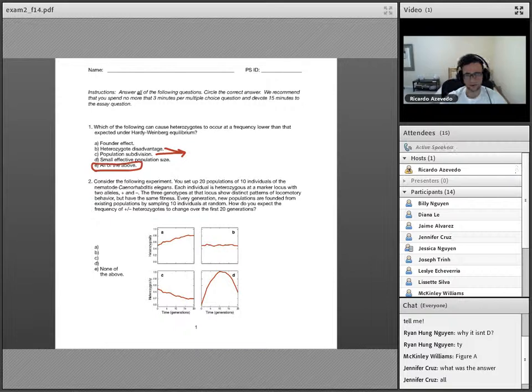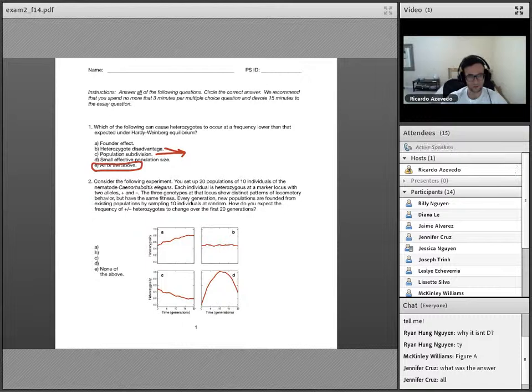All right, so question 2. Consider the following experiment. You set up 20 populations of 10 individuals of the nematode C. elegans. Each individual is heterozygous at a marker locus with 2 alleles, plus and minus. The three genotypes at that locus show distinct patterns of locomotory behavior but have the same fitness. Every generation, new population. So again, these are neutral alleles.